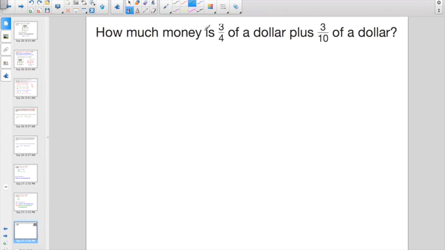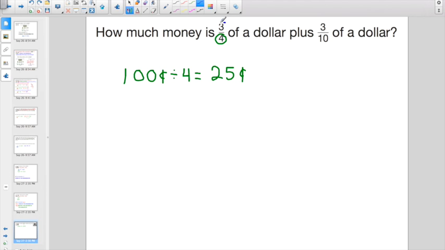Check out this one. How much is 3/4 of a dollar plus 3/10 of a dollar? Well, start off by dividing by the denominator, right? We talked about a problem like this a few pages up. 100 cents divided by 4. If you had a dollar and you're going to split it equally with 4 people, what times 4 is 100 cents? Hey, that's 25 cents. So 1/4 of a dollar is 25 cents, but that's not what they're asking for.